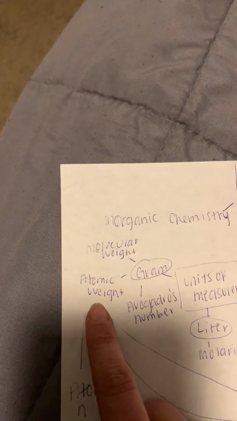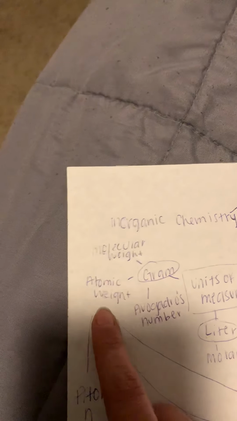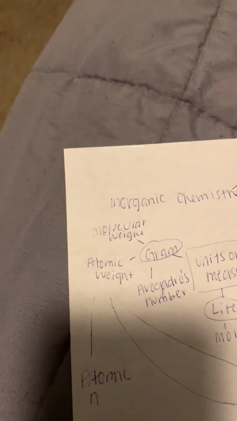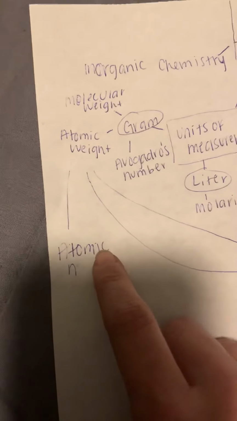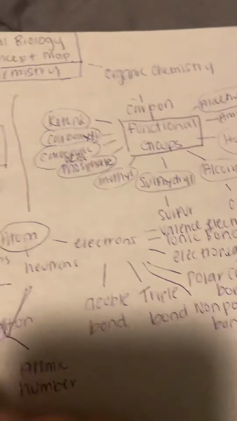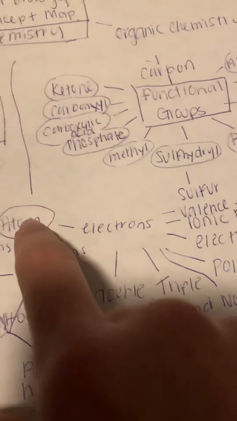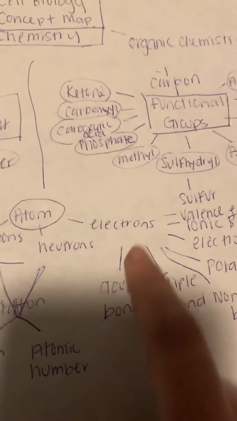Atomic weight is the total weight made up from protons and neutrons from just one atom. And then molecular weight is the whole weight of a molecule. And then down here, oh wait, I have to cross that out. Okay, and then we go to atoms, and then atoms are made up of protons, neutrons, and electrons.